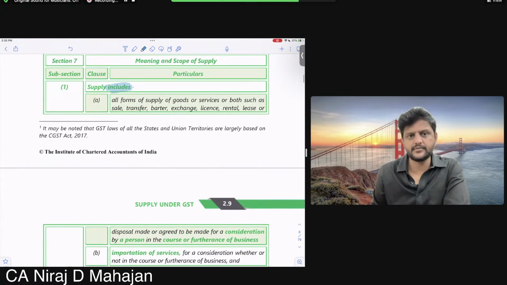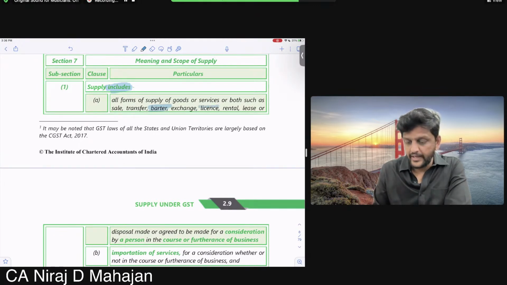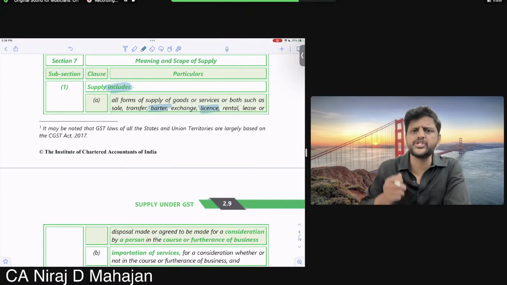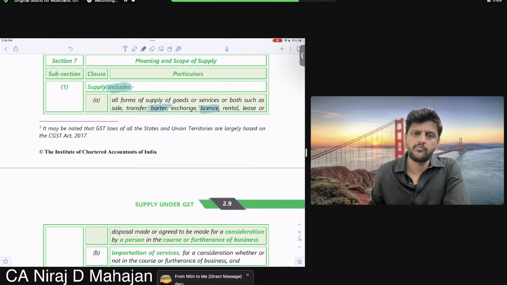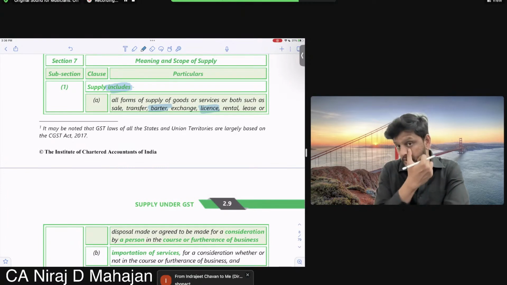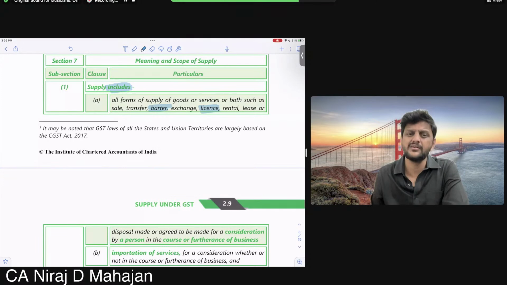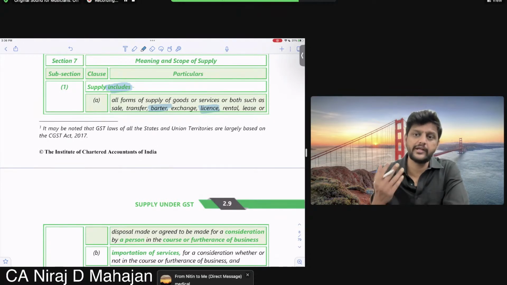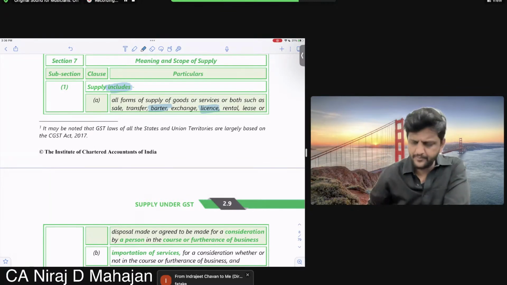All forms, such as actual sale, transfer, barter, exchange, license. Can you give me any example of license? Issuing of license, for that money is taken. Liquor license, best, correct. Shop Act license. Food license, the restaurants compulsorily need to have a food license. Crackers, remember? Medical license. During Diwali and all, because you're keeping explosives, you need that license. So for issuing of license, money is taken. That is also supply. So issuing of license is also a supply.